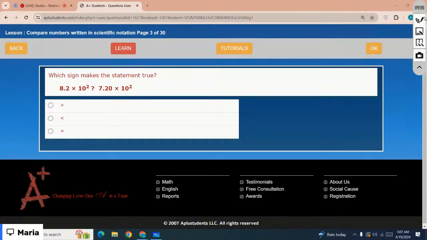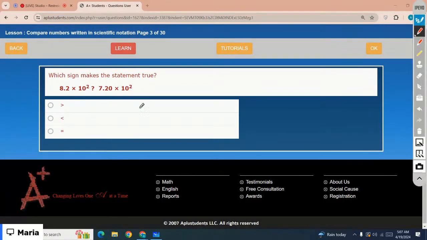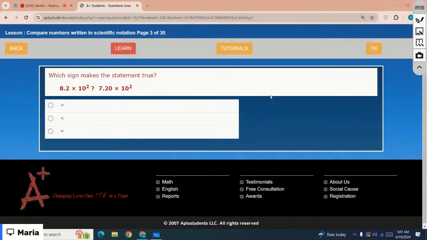The first thing is you have to compare the exponents, right? Here is 10 exponent 2 and here is 10 exponent 2. They both are exactly equal. In this case, you have to look at the numbers they are multiplying with. 8.2 and 7.2. 8.2 is greater than 7.2, right? That means 8.2 times 10 exponent 2 is greater than 7.2 times 10 exponent 2. The correct option is greater.